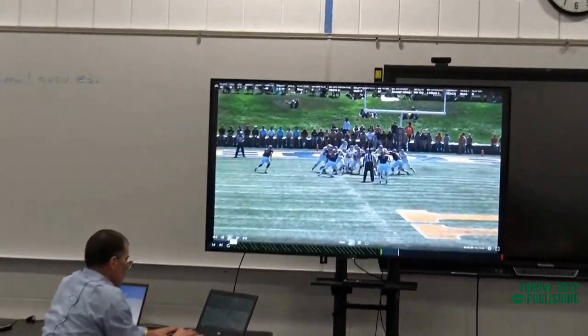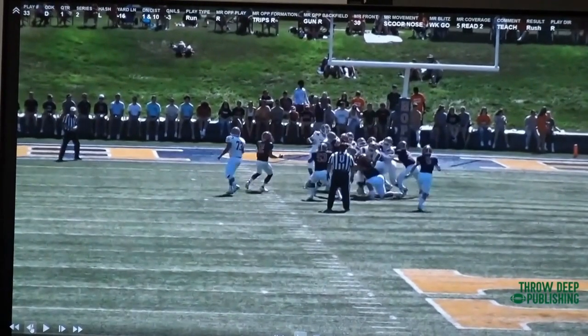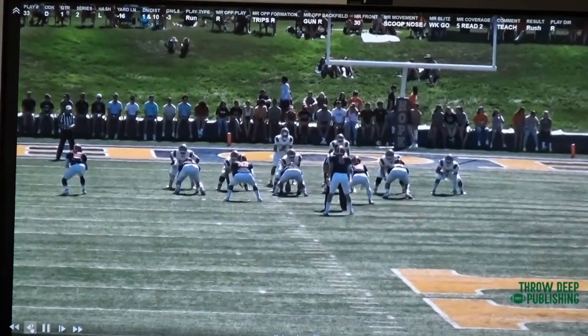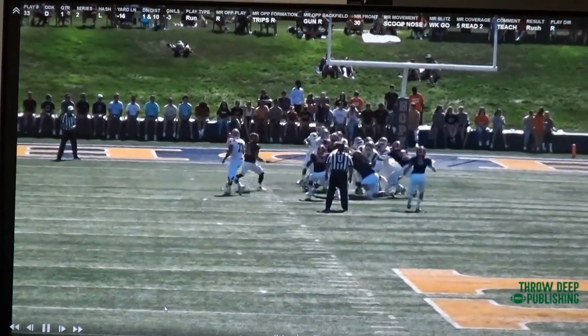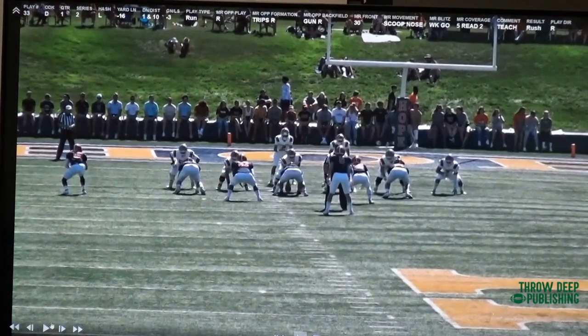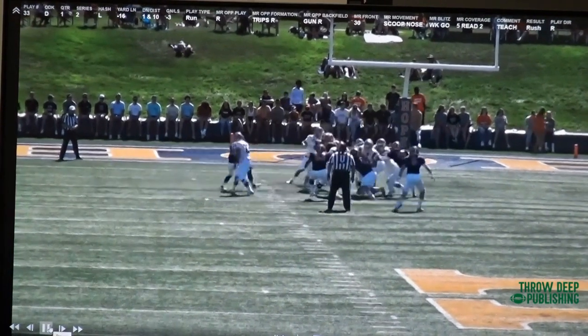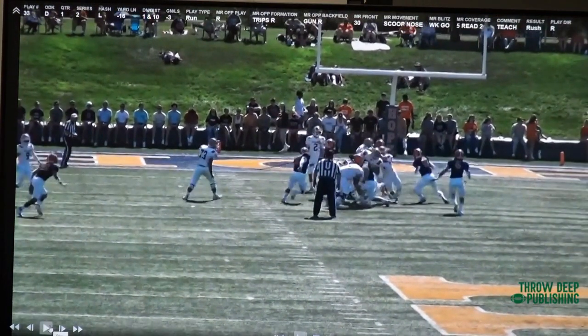So, now, okay, so now the end of the boundary, he's going to go down to the A gap. Well, the guard pulls, so he stays on the inside of that tackle. That tackle rides him down, but he stays on the inside of that, and he disrupts the running back.